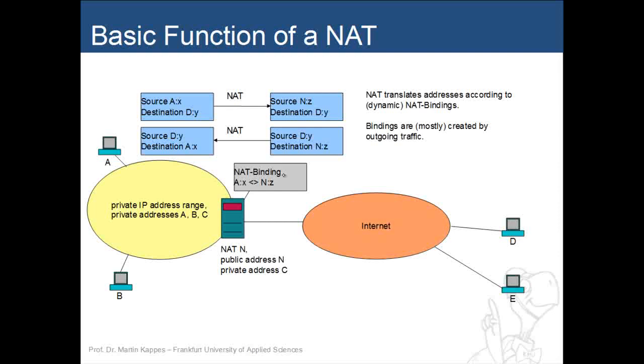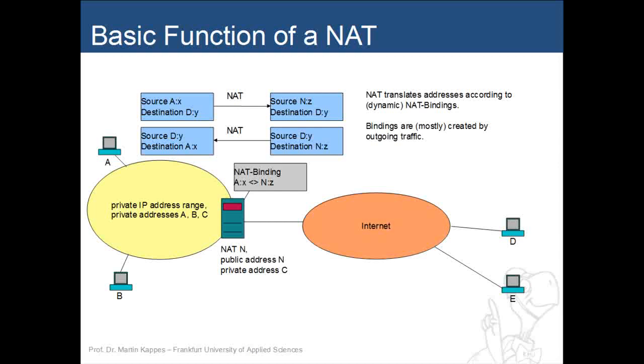Particularly with respect to UDP, there are different types of NAT which will do different things. There is a so-called symmetrical NAT where for the translation, the IP source address, IP destination address, transport protocol, source port of the transport protocol, and destination port of the transport protocol are taken into account.